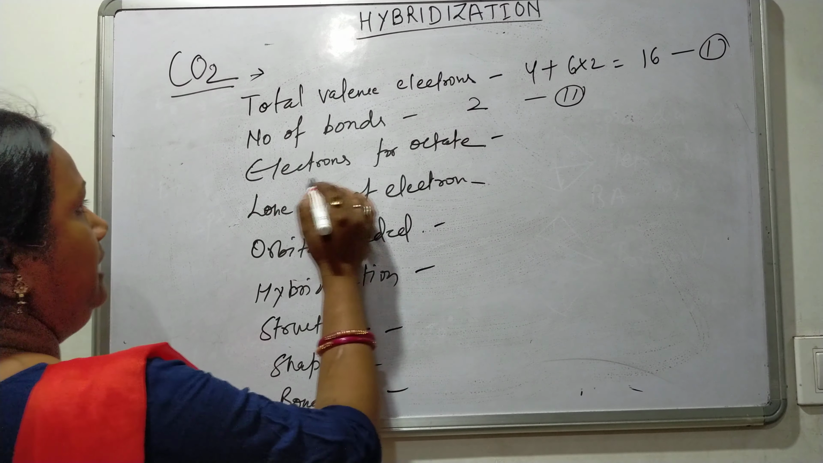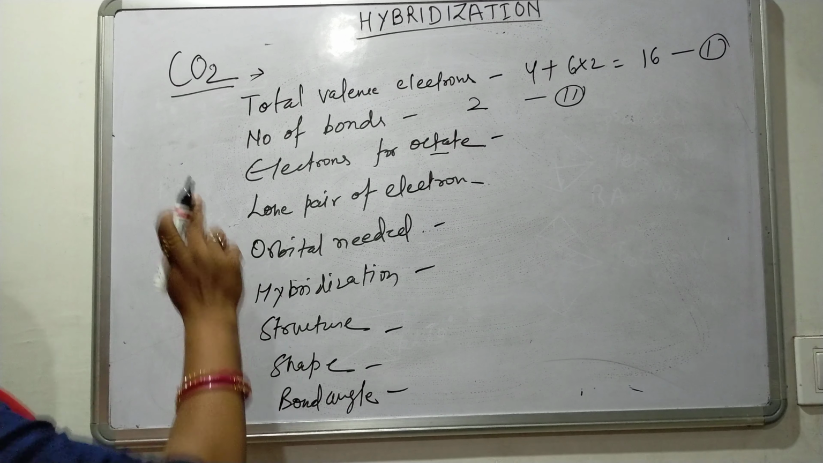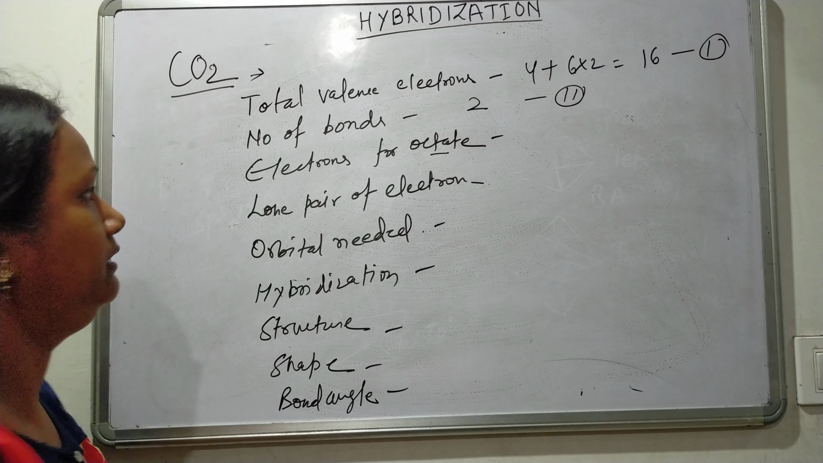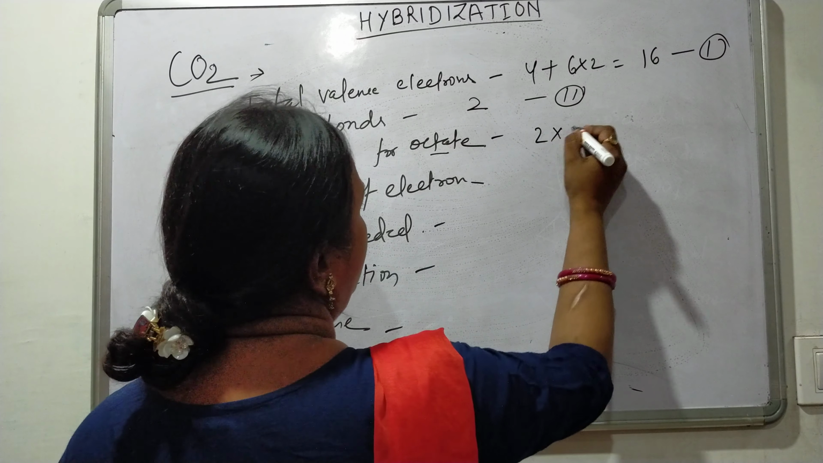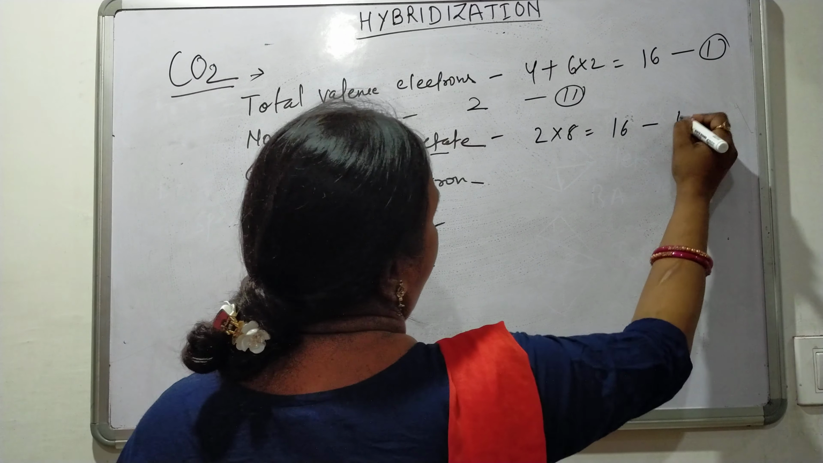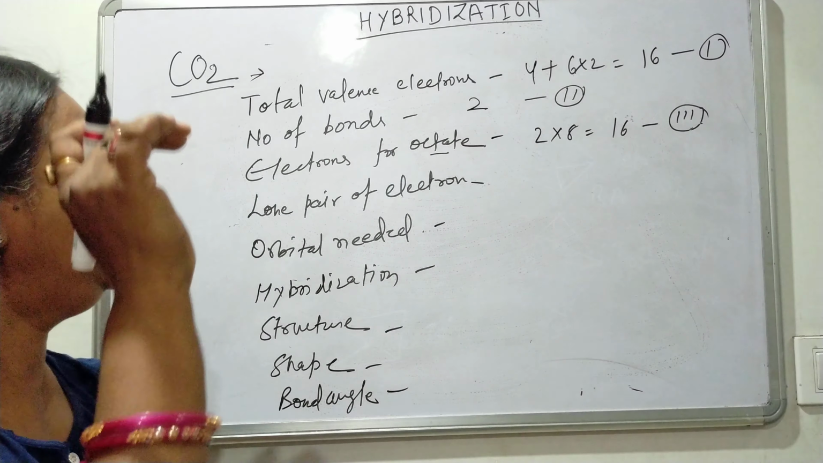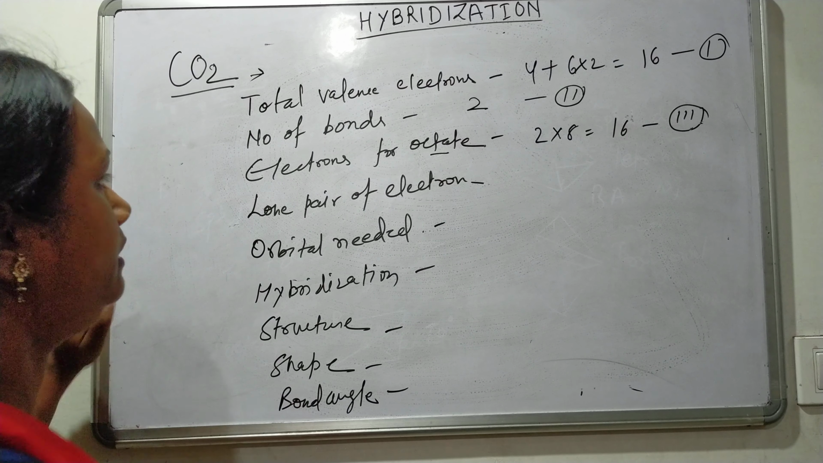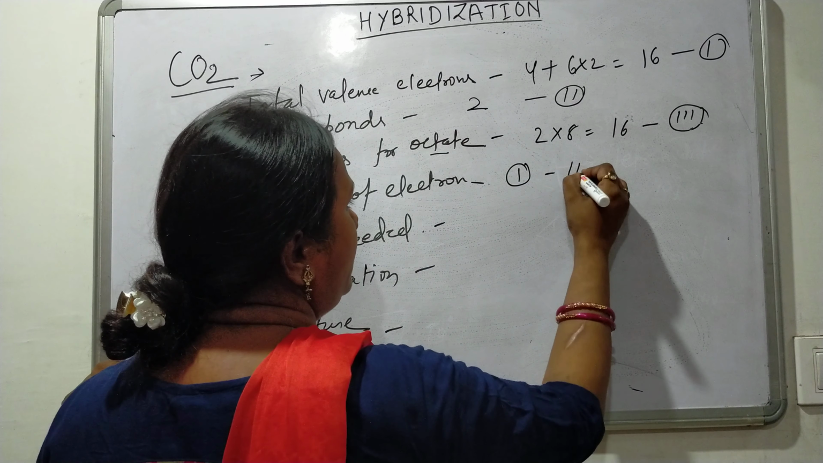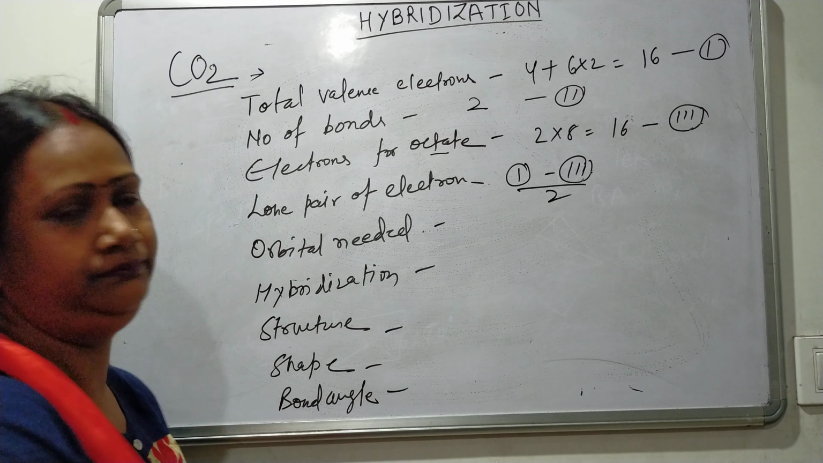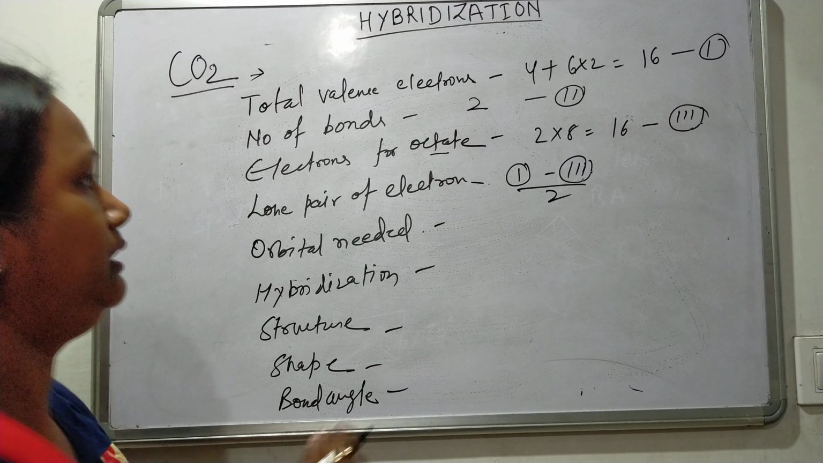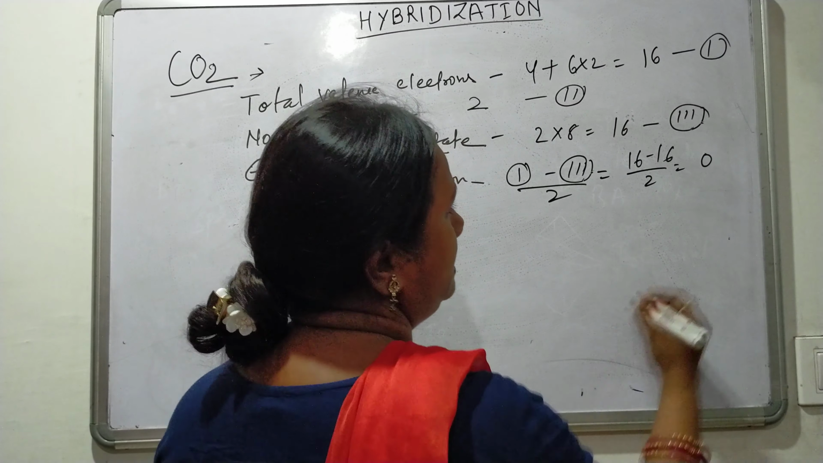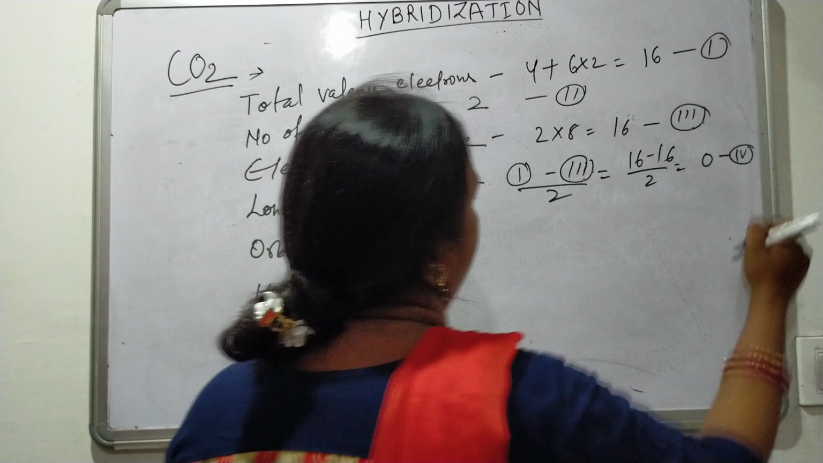Understood? Here, electrons for octet. Octet means the number of bonds is multiplied by 8. So 2 multiplied by 8 is equal to 16. This will be equation 3. Now we will find the lone pairs of electrons. How? Equation 1 minus equation 3, divided by 2. So 16 minus 16 divided by 2 is equal to 0. This will be equation 4.